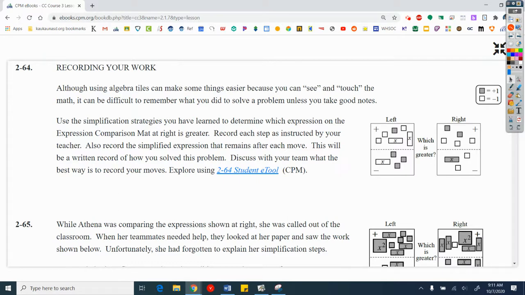Recording your work. Although using algebra tiles can make some things easier because you can see and touch the math, it can be difficult to remember what you did to solve a problem unless you take good notes. Use the simplification strategies you have learned to determine which expression on the expression comparison map at right is greater. Record each step as instructed by your teacher. Also record the simplified expression that remains after each move. This will be a written record of how you solved this problem. Discuss with your team what the best way is to record your moves. Explore using the 264 tool.